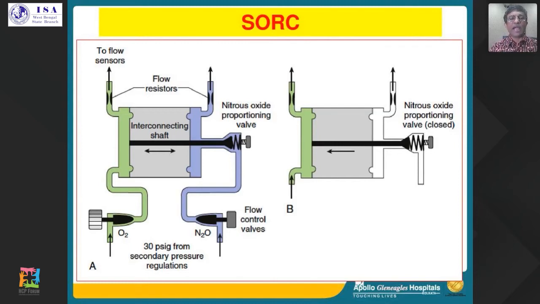It is fed by both oxygen and nitrous, and you can see at the outlet there are certain flow resistors. These flow resistors create a back pressure, and depending upon the back pressure, this interconnecting shaft can move to the left or to the right. If it moves to the left, it will open up the ability for nitrous to flow. If it moves to the right, it will close the nitrous oxide proportionating valve over here, and it will not let nitrous flow.